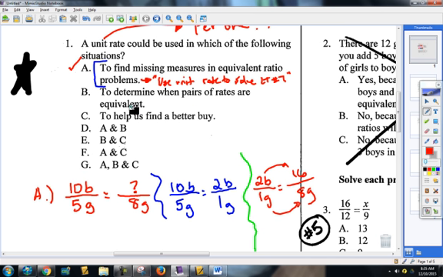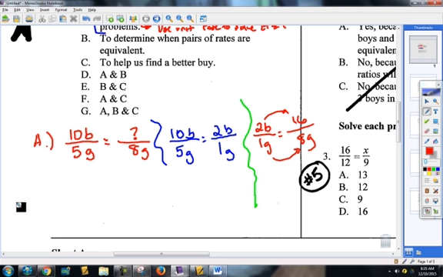Now, B, to determine when a pair of rates are equivalent. Okay, well, let's think about that for a minute. Okay, let's look at B. Okay, I have 2 rates. I have, let's say, 12 students to 4 teachers. And I have the ratio 18 students to 6 teachers.